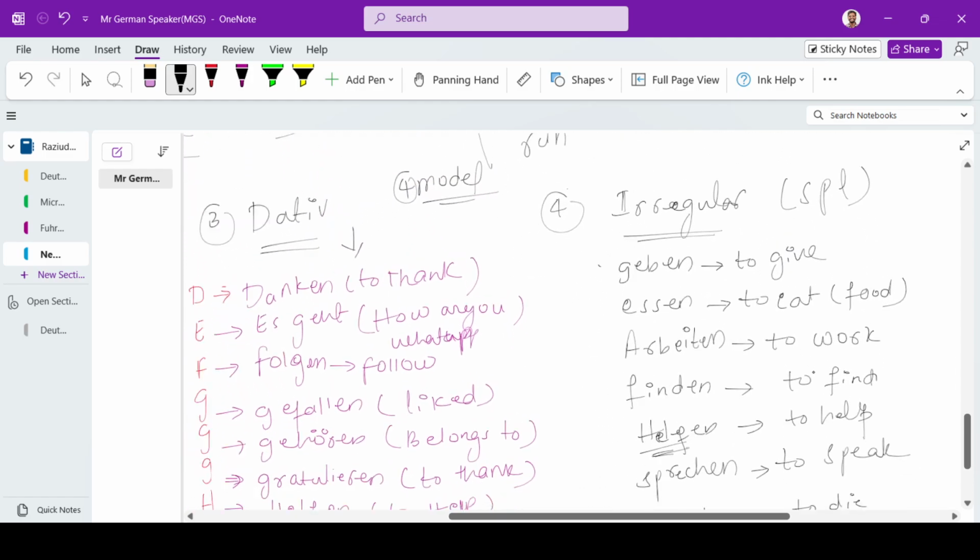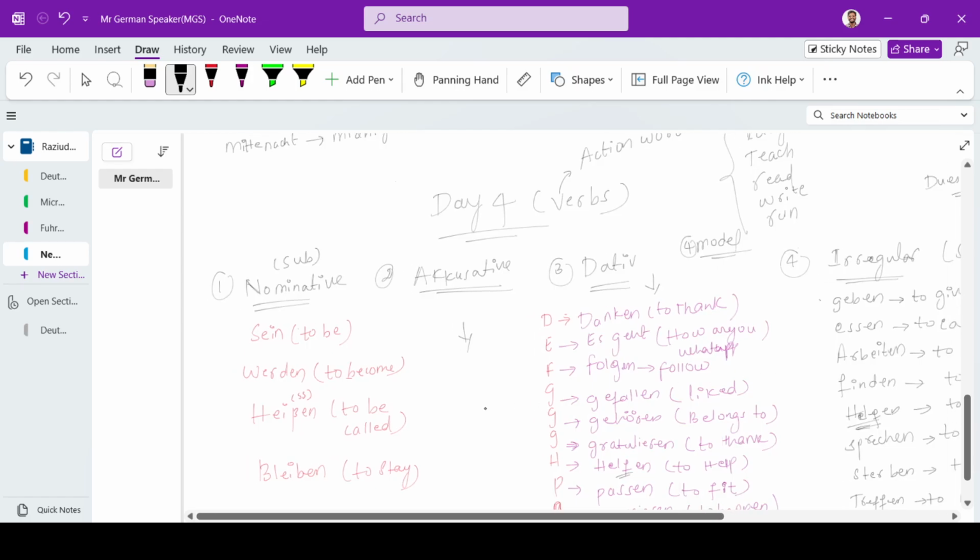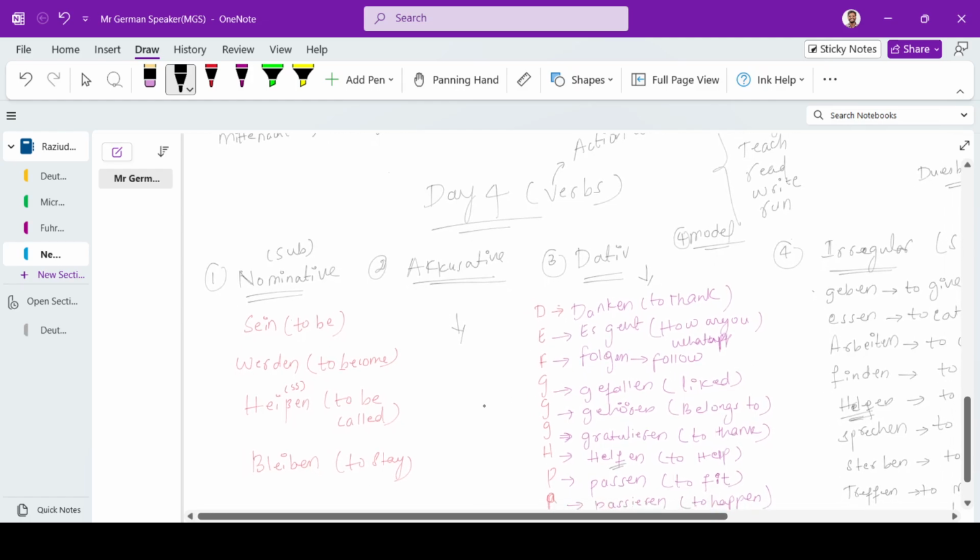Yeah. So one thing you have to keep in mind is that we have four categories of verbs. First is nominative verbs, which are these four, A, B, C, D.